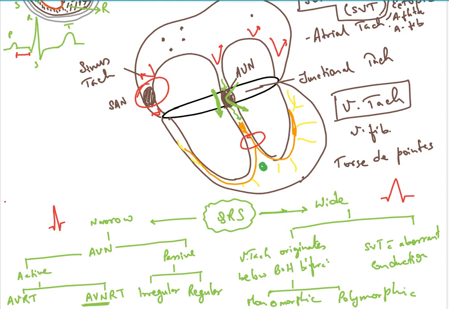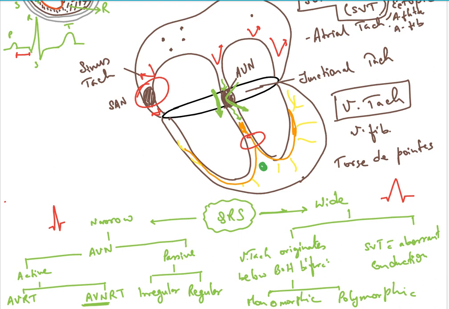Understood? And then there is another reason, that is supraventricular tachycardia with aberrant conduction. This I will tell you later on. So have you got what is written over here? I will go into details of all these things, but have you got what is at least written here in the classification part?